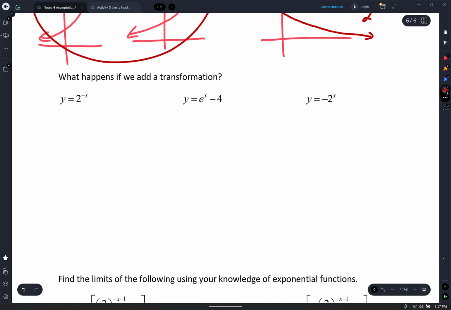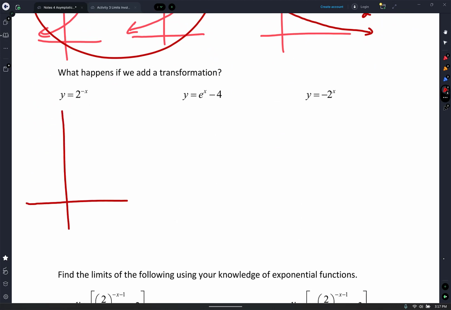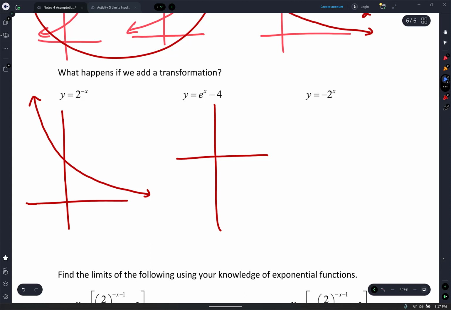All right, so let's talk about these right here. 2 to the power negative x. How's it going to look without the assistance of a calculator? Like that. Cool or not cool? All right. e to the x minus 4. Instead of having a horizontal asymptote at the y-axis, you make a shift 4 down. And there's my horizontal asymptote. And now this guy looks like this.